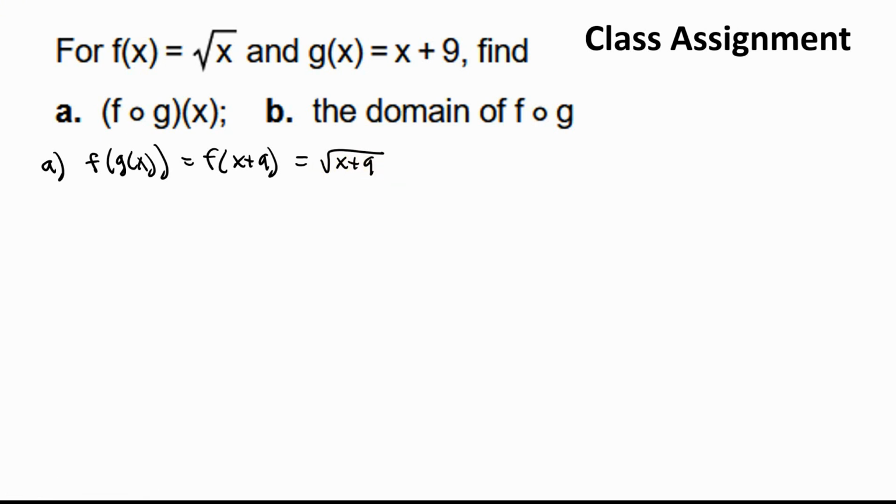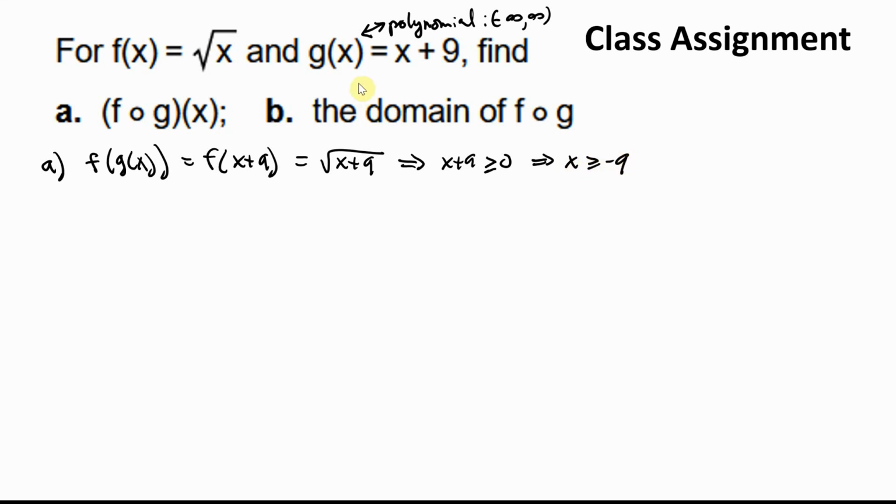All right. Now g is a polynomial, right? This guy is a polynomial. So its domain would be all real numbers. So basically there's no restriction on g. But there is a restriction on f composed with g. This guy implies that x plus 9 has to be greater than or equal to 0. And that's x has to be greater than or equal to negative 9.